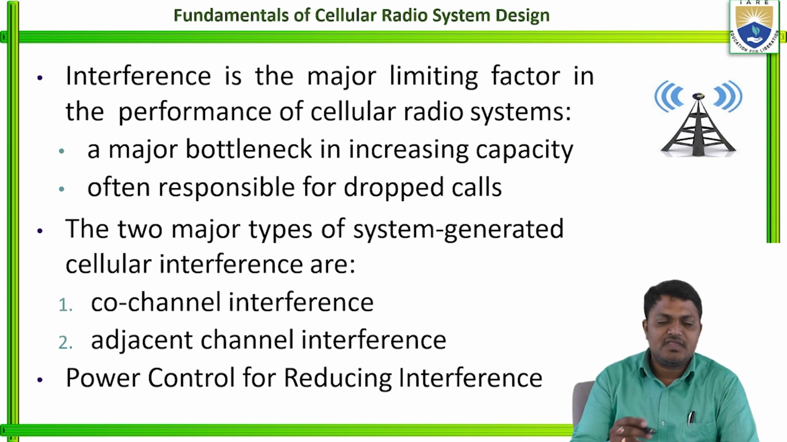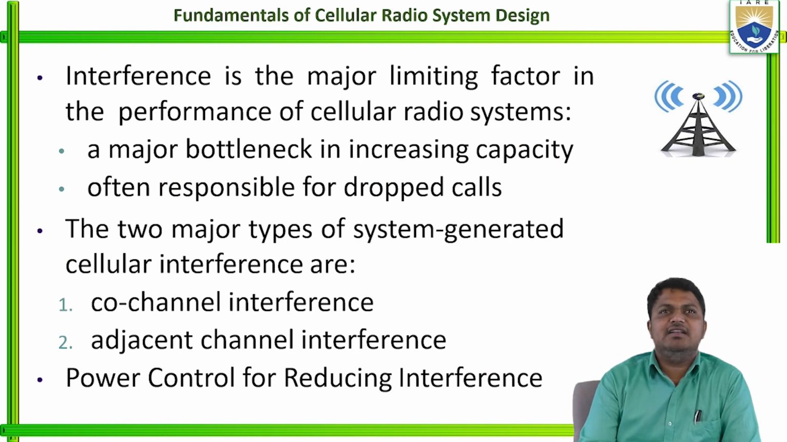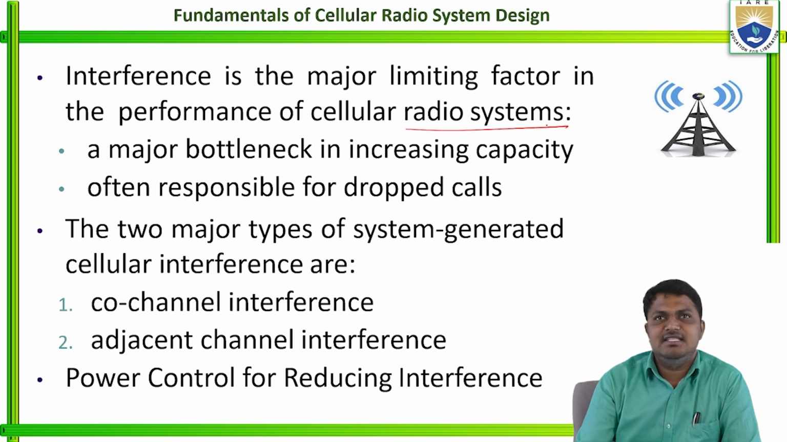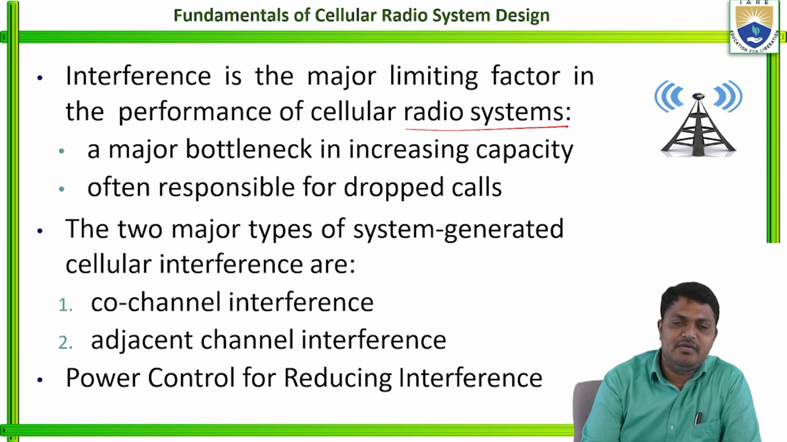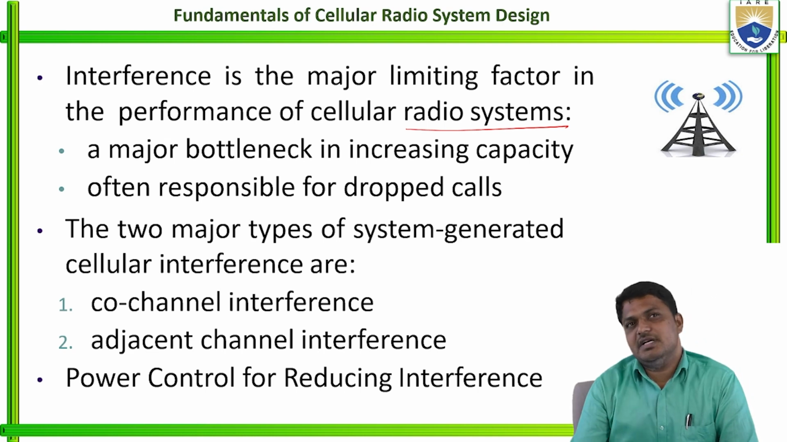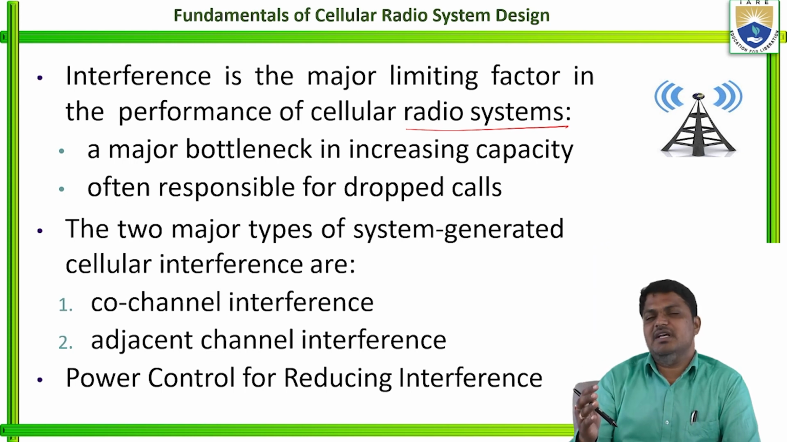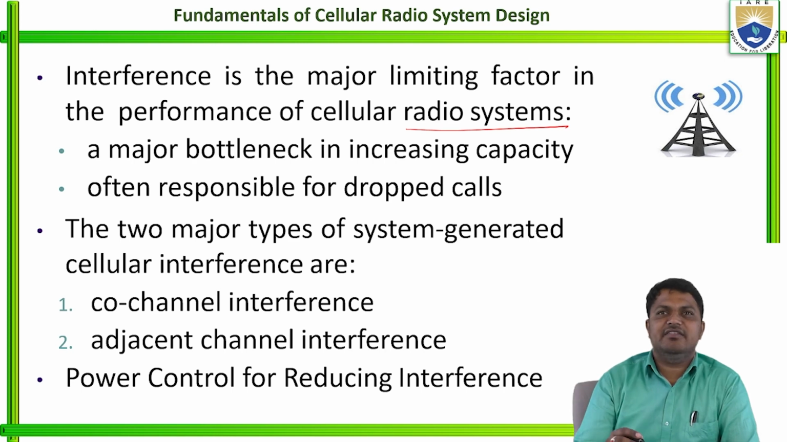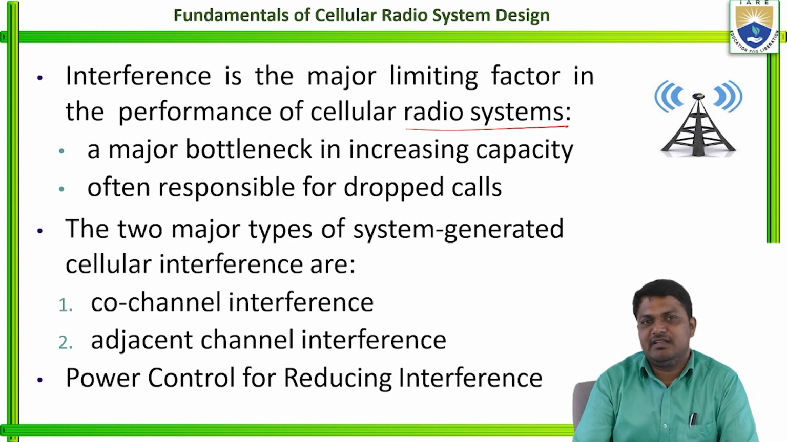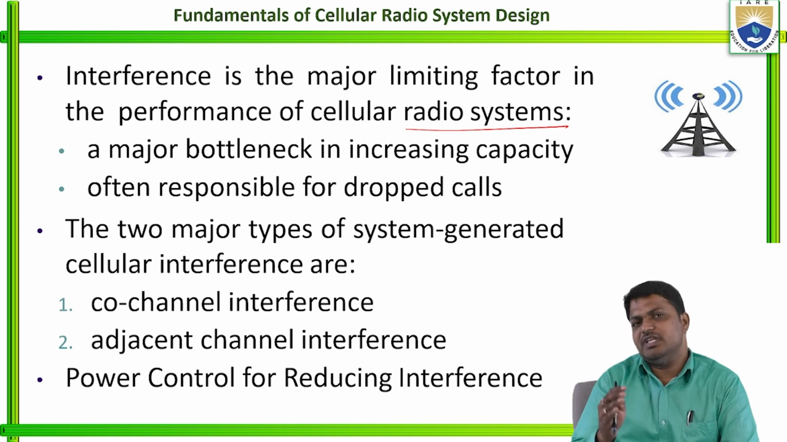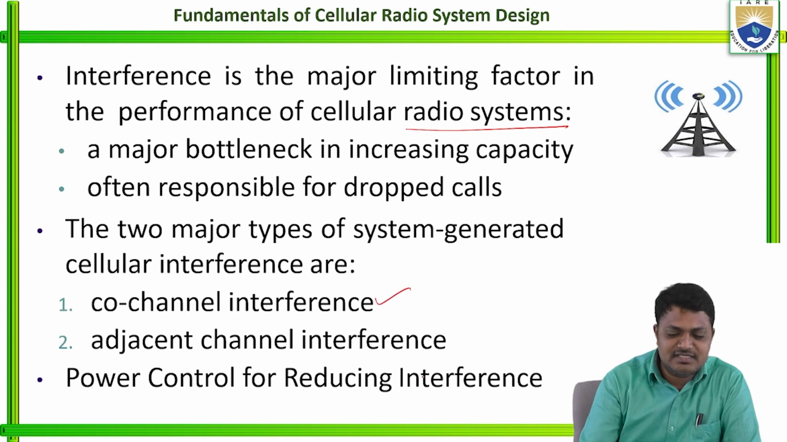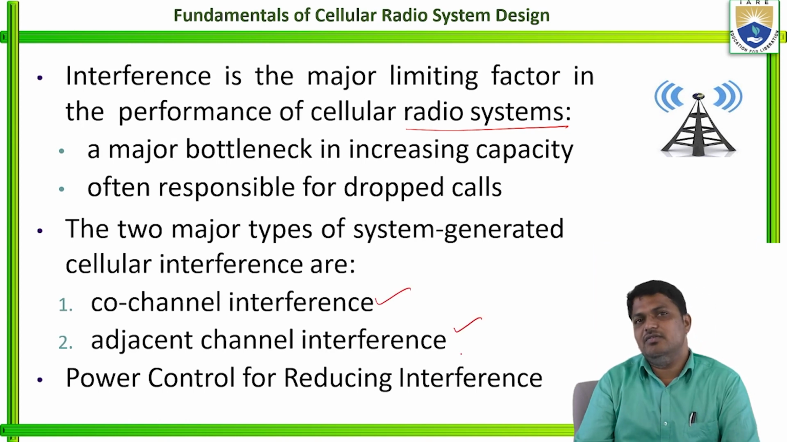Interference is the major limiting factor in the performance of a radio cellular system. To increase the system capacity and to reduce the crosstalk, interference is the major factor. So to avoid the interference and improve the system capacity, we have to take some steps, that is, reduce the co-channel interference as well as the adjacent channel interference. Power control for reducing interference we are also going to discuss.